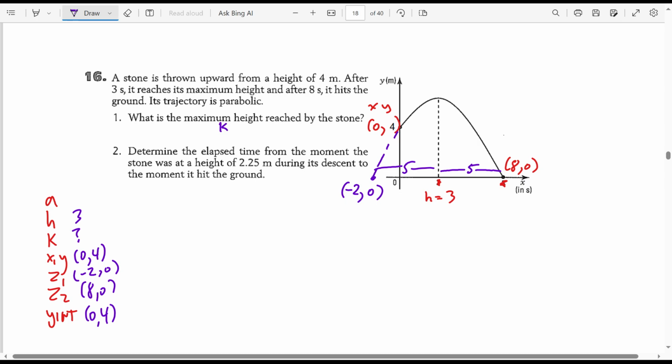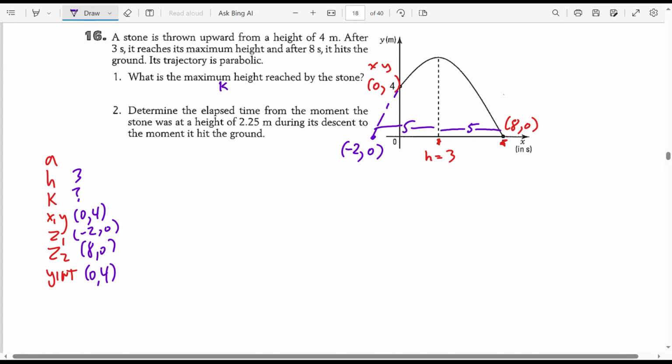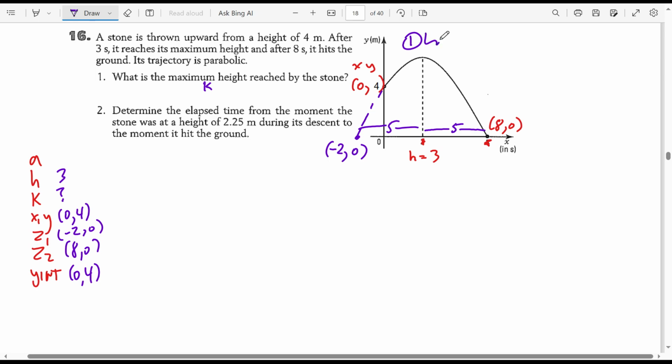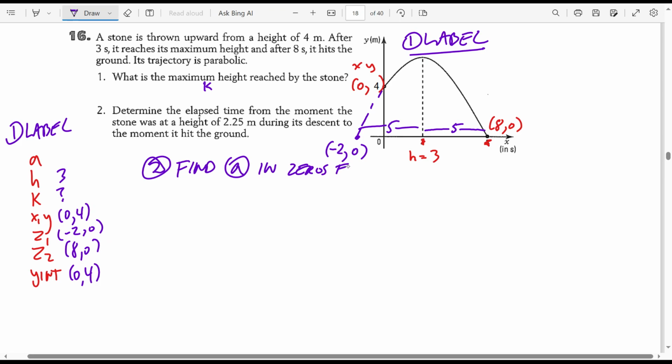Now I know I'm going to be working in zeros form. So number one, we label everything. This includes my labels, identify everything that you have, because then step two, I can go ahead and find A in zeros form. So y is equal to A, x minus z1, x minus z2.